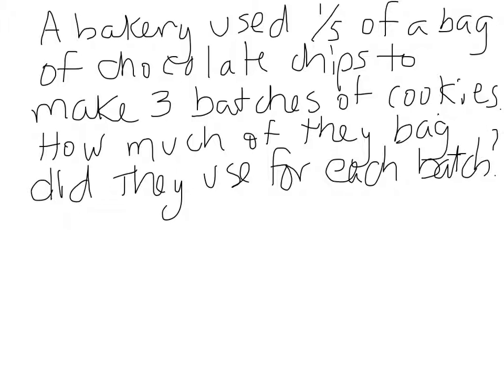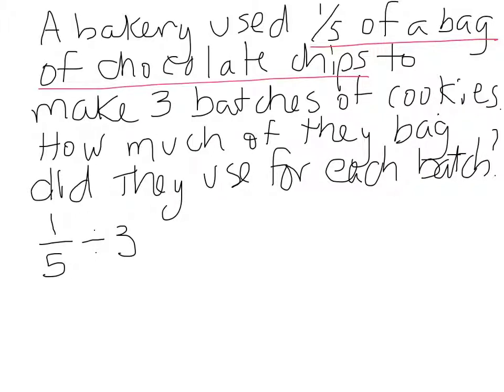Well, I guess we have to try to figure out what they have and what they're dividing. If they used 1/5 of the bag to make 3 batches of cookies, we would start off with that 1/5 of a bag. And we're going to divide it into 3 because we made 3 batches of cookies. So we know that we had 1/5 of a bag of chocolate chips. We also know that we made 3 batches of cookies. So we need to determine how much of the bag did they use for each batch.